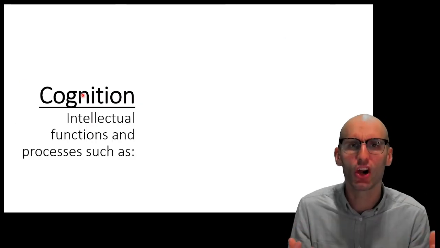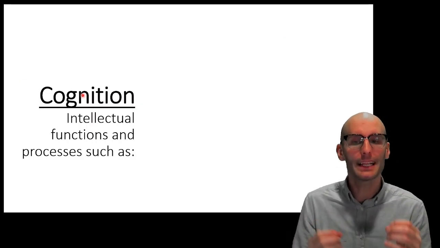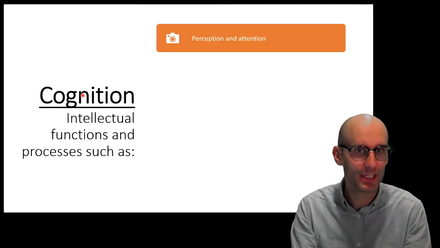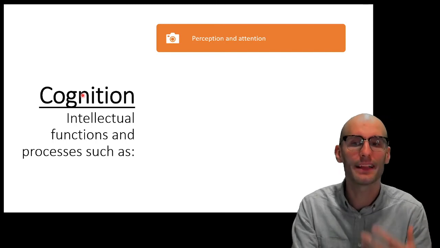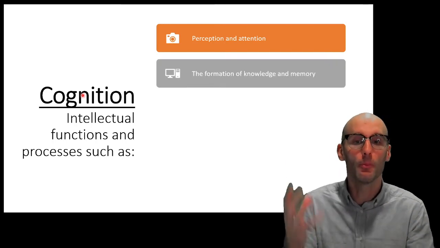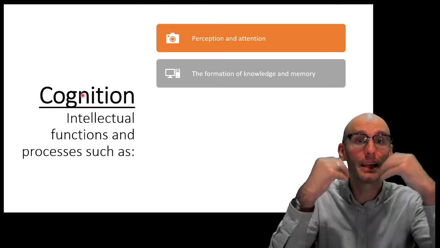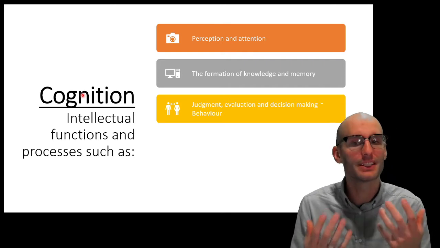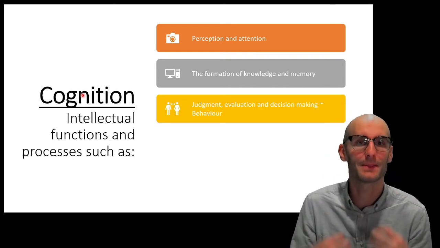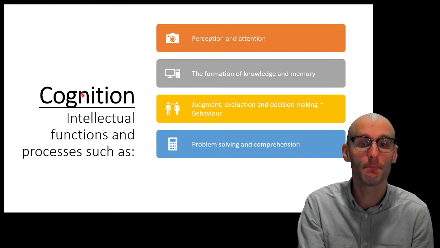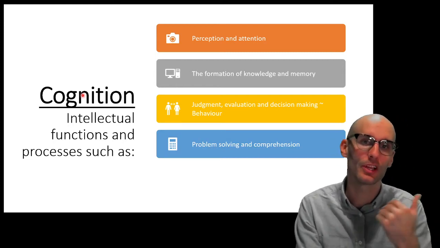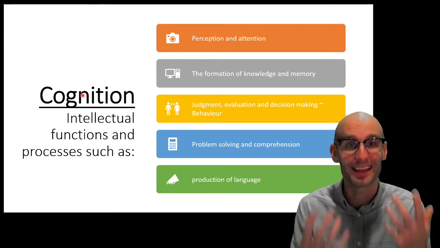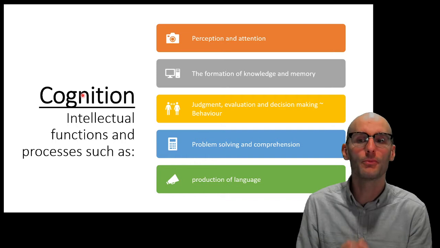But what is cognition and cognitive ability? Well, really, it's intellectual functions, and they're quite diverse. So perception and attention, seeing and noticing and concentrating, that is a cognitive ability. The formation of knowledge and memories, and also the ability to recall those memories, that is a cognitive ability. Judgment, evaluation, decision making, which can all be summarized as behavior, that is a form of cognition. Problem solving and comprehension, sort of the computational aspects, as well as language, the production of language, the understanding of language. All of these are forms of cognition.